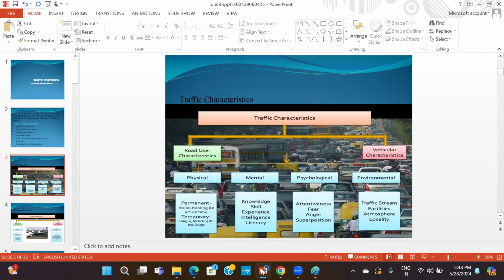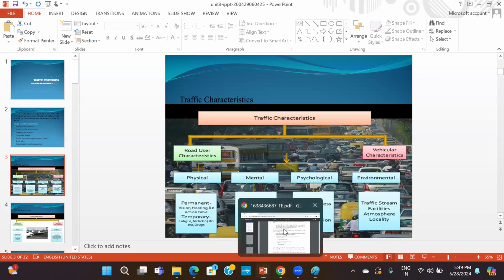In physical condition, it is mainly a permanent problem. Road users are the persons who are utilizing the road. The problem from the road users, that is vision, hearing, and reaction time, will not be similar for all the members. It will change from person to person.